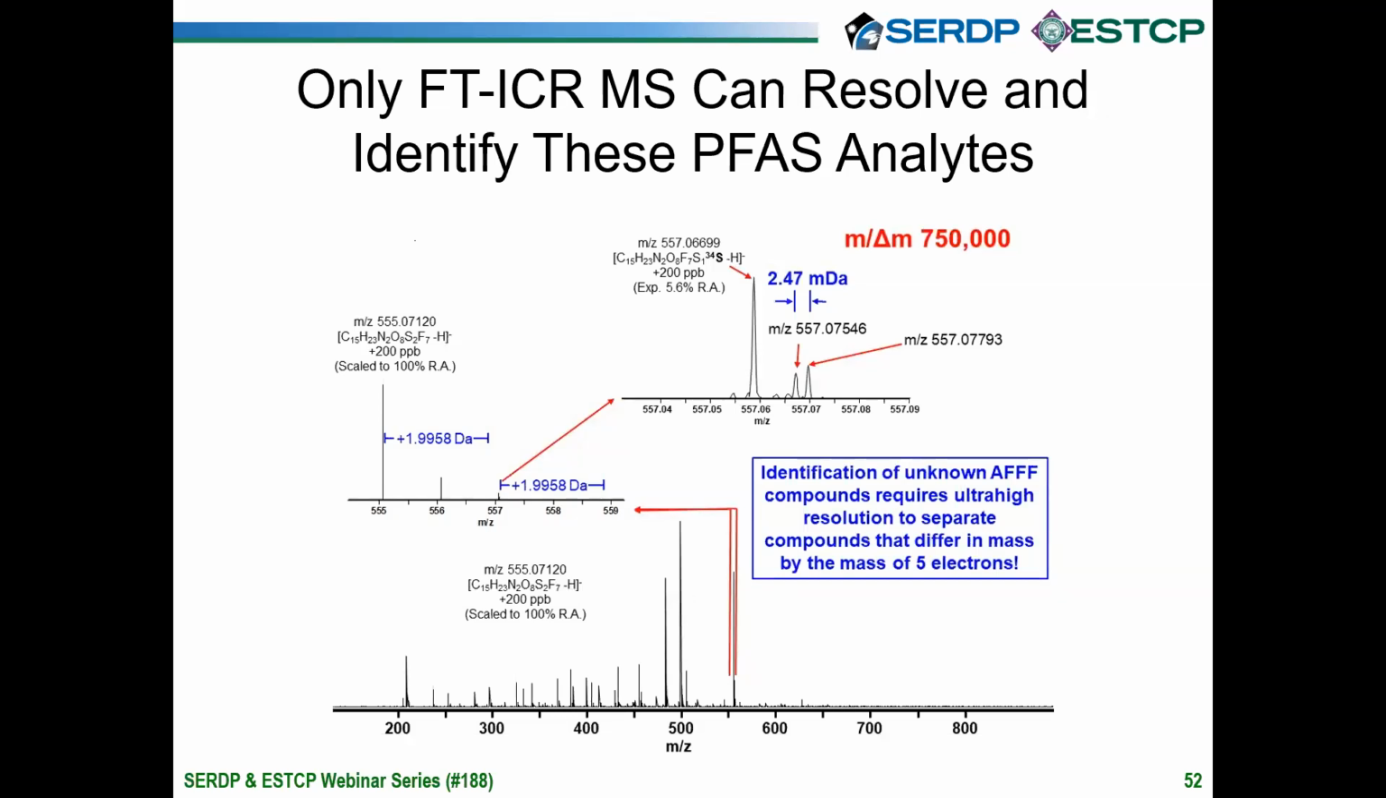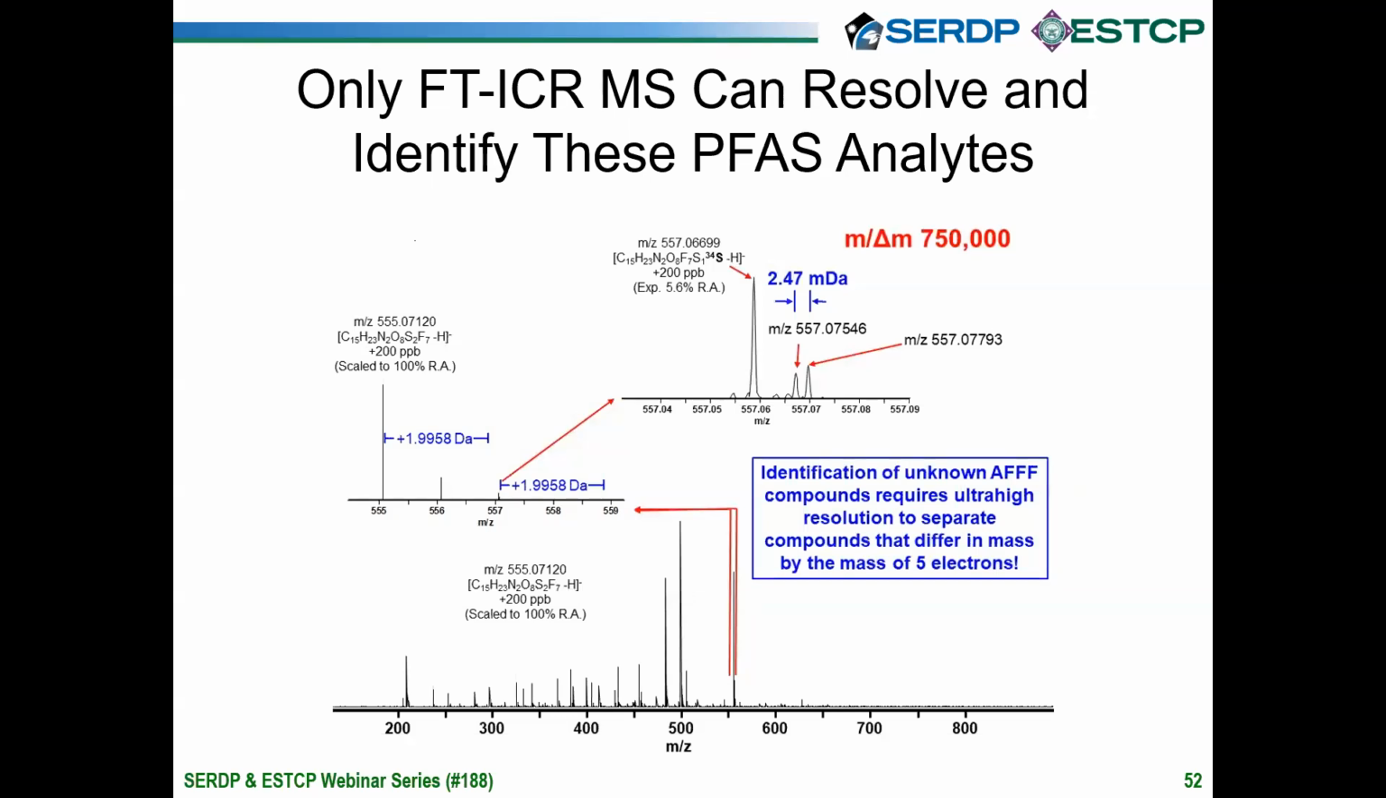And then we look at the first mass insert here on the top left side, and we look a little closer at the peaks, and we can see here the spacing of 1.9958 Daltons apart. Those are sulfur isotopes, 34 sulfur as opposed to the more abundant 32 sulfur. And we can use that for confirmation that our assignments are correct.